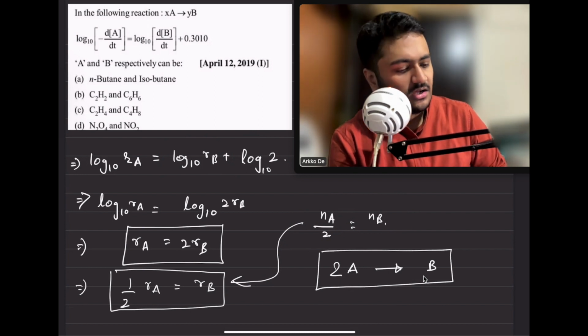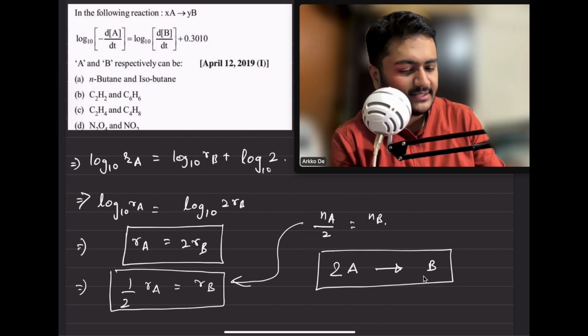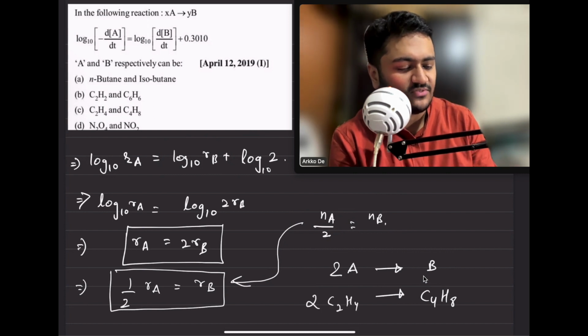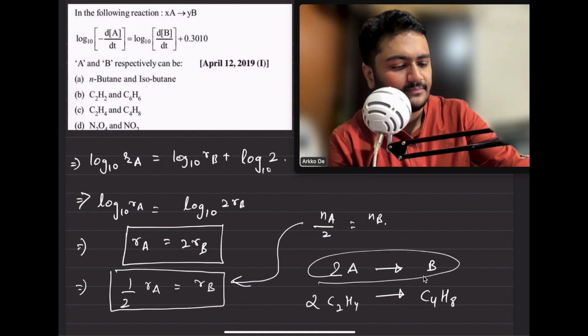So if I take, let's just say, option C, it would be C4H8, and A will be twice C2H4. So you can see that option C satisfies this equation. Alright, so I think the answer should be C.